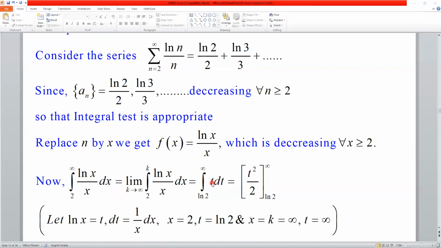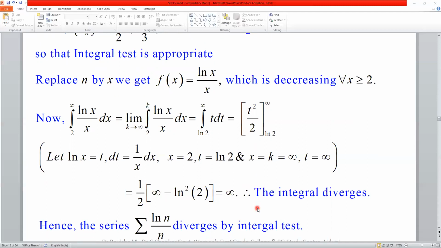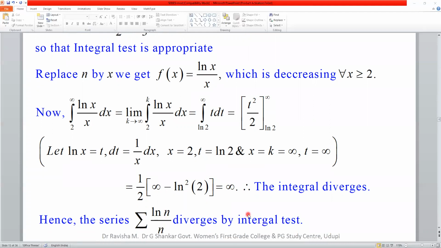So let us integrate this function. Integration of t is t square by 2. Let us apply the upper limit infinity, then minus, then apply the lower limit, with one half taken outside. When you take t equal to infinity, infinity minus log square 2. Infinity minus anything finite is infinity only. So this integral goes to infinity. Therefore, the integral diverges. If the integral diverges, we can conclude that the given series also diverges by the integral test.